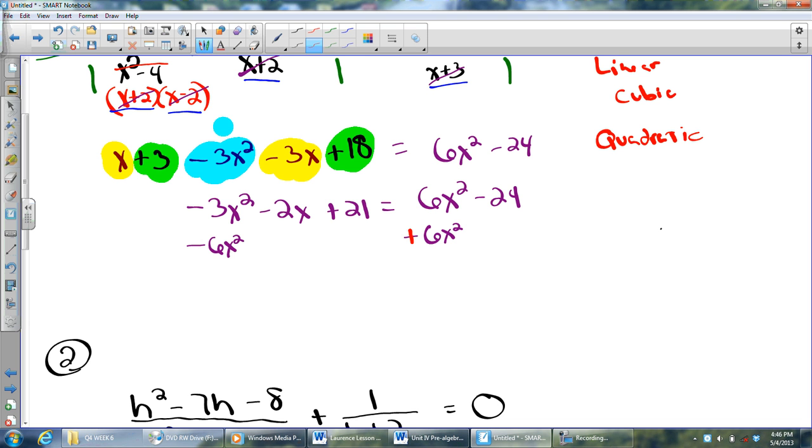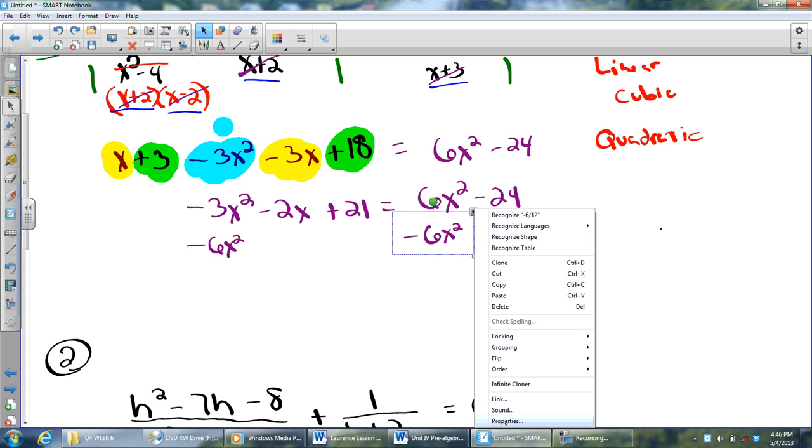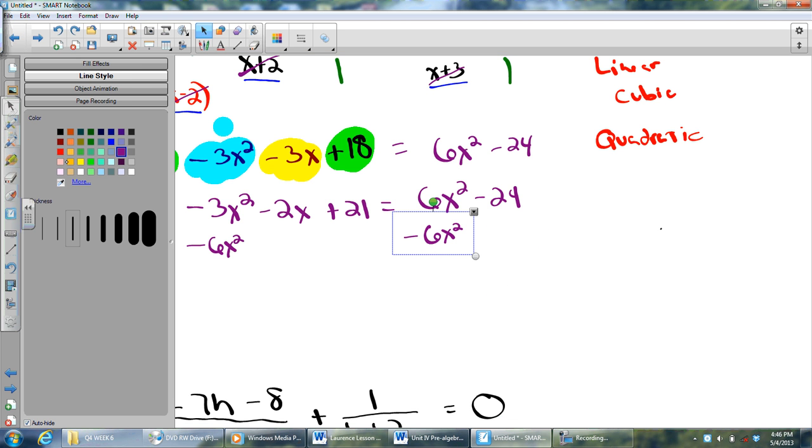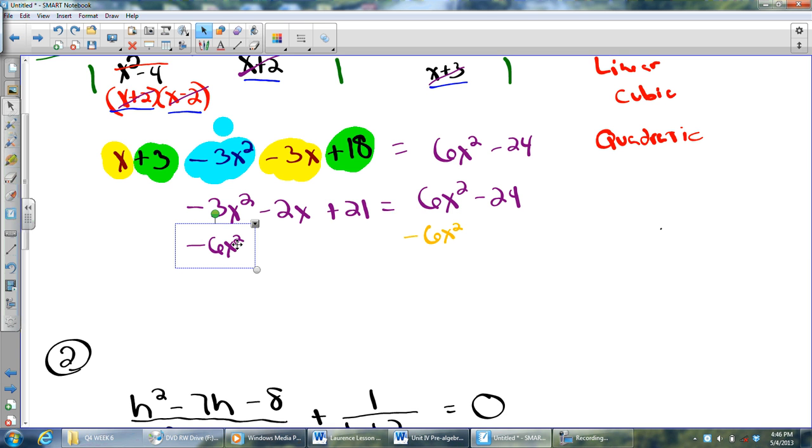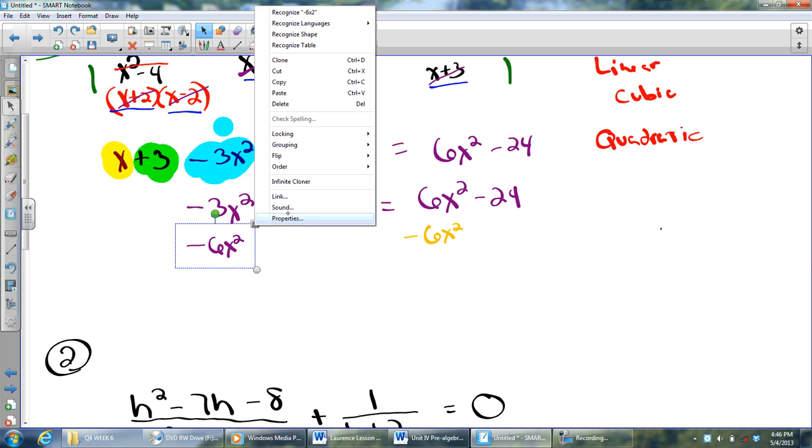Sorry. I wanted to change the color of these so that they stood out a little bit more. Properties. Ooh, how about pink? Oh, it's kind of faint, unfortunately. There we go. Yellow, that's not bad. And then this one will change also to yellow.